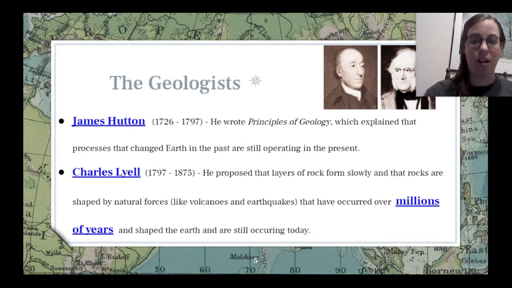So we have some geologists. These geologists explained that processes on Earth are changing and have changed in the past. So our Earth is constantly moving. That's where our plate tectonics comes into play.